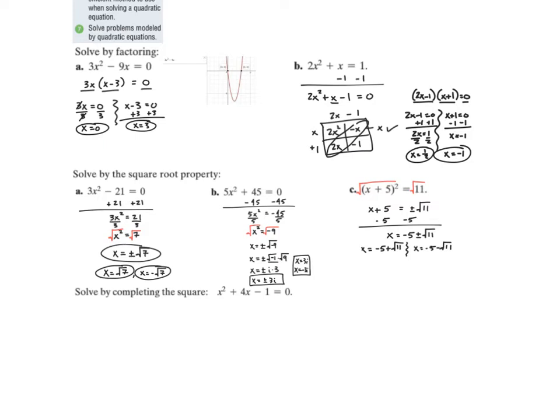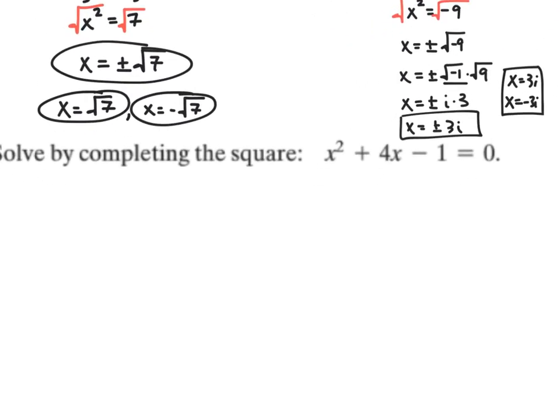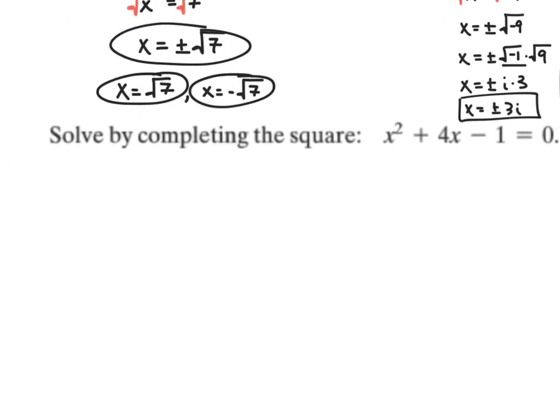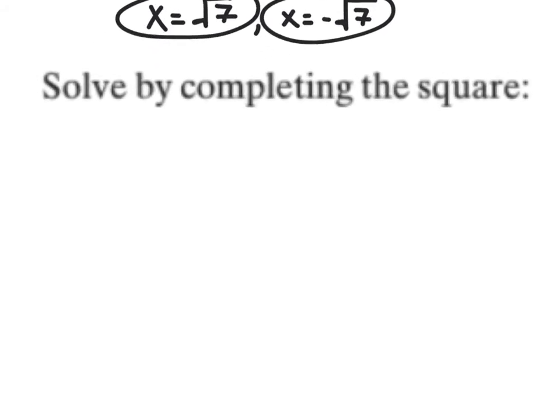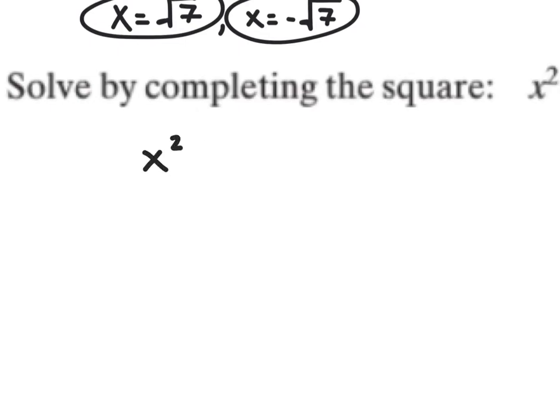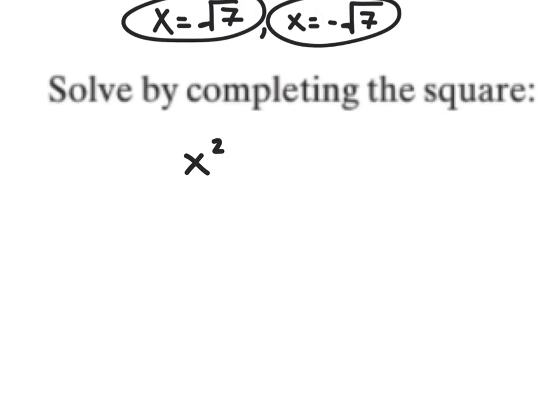Okay, now I want to talk about completing the square. Completing the square is a process, okay? So it's important that we go through this with me, and we do our best. All right, so I'm going to write this down as x squared plus 4x minus 1.